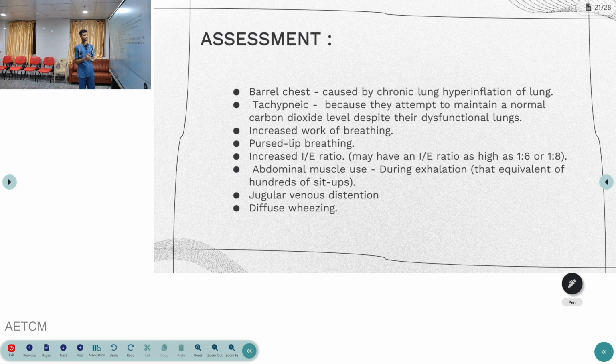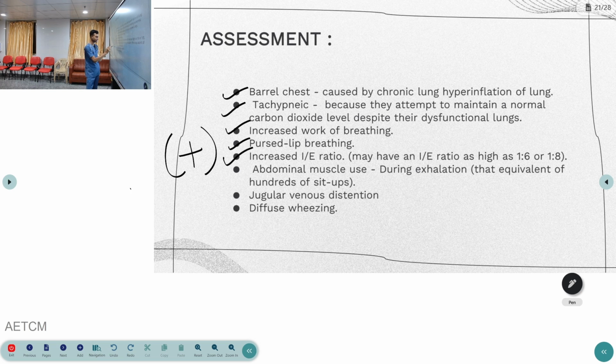Assessment-wise, we have to assess the barrel chest, the transverse diameter against the anteroposterior diameter, and tachypnea. Then we have to assess the increased work of breathing. For work of breathing, we have to assess the accessory muscles and the pursed lip breathing. We said pursed lip breathing. Increased IE ratio is also most important.